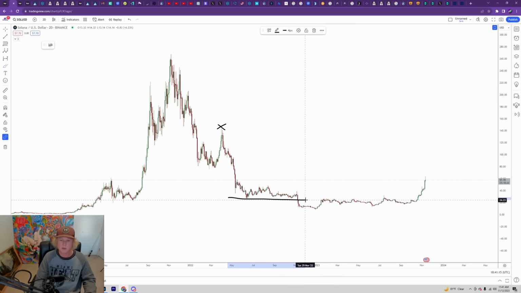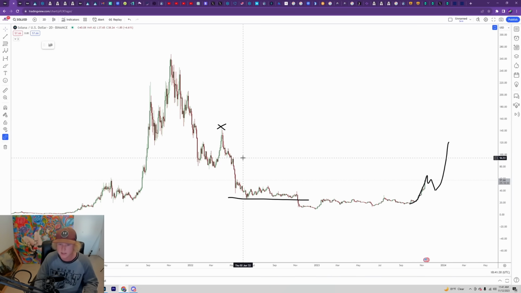This was the main level that we had to get above. We consolidated below it throughout this entire time, almost a year. So for us to make this breakout to the upside, chances are we're going to end up flipping this as new support before we trend even higher. Who knows where the exact peak of that is? It could be $90 to $100. It could be all the way to the top of this lower high.